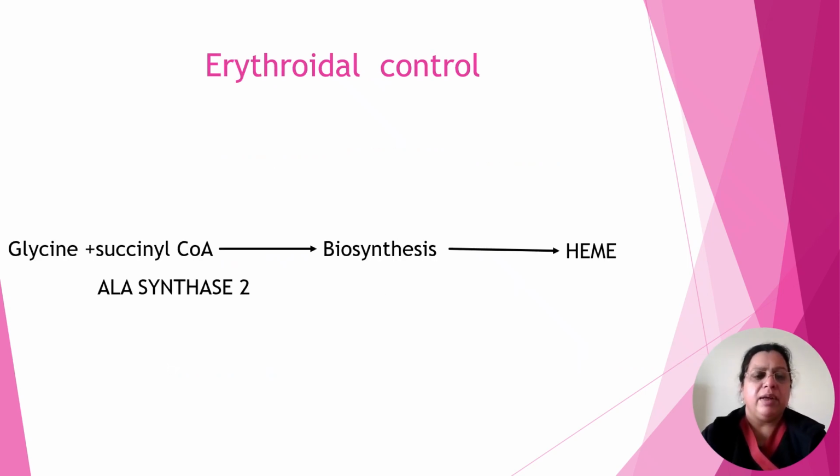Whereas when we talk about the erythroidal control, we must again remember, and I'm emphasizing, that it is not under any regulation. It is constant and ubiquitously expressed. And the enzyme responsible for the erythroidal synthesis of porphyrins is your delta ALA synthase 2.